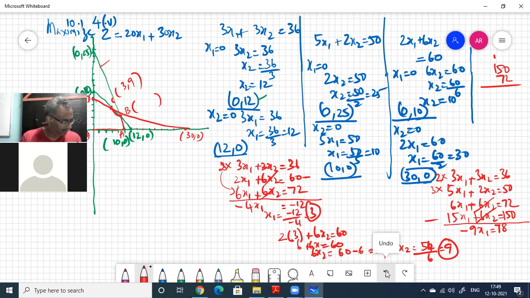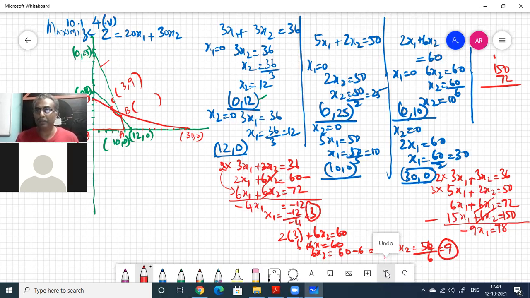Okay, we have to find out how this becomes the problem. 3x1 plus 3x2 is 36. 5x1 plus 2x2 is 50. That is correct. Now I multiplied by 3. If you multiply by 3, minus 15x1. Multiply by 3, 6x2. Okay. And 6 minus 15 is minus 9.